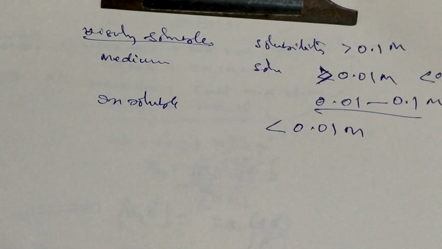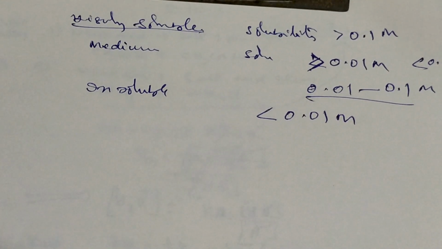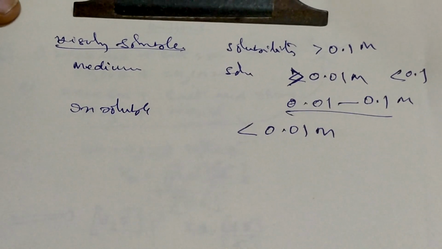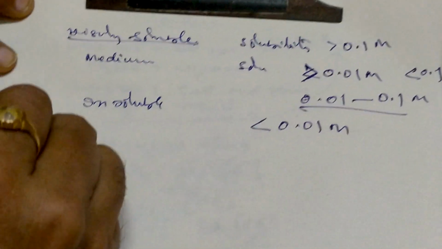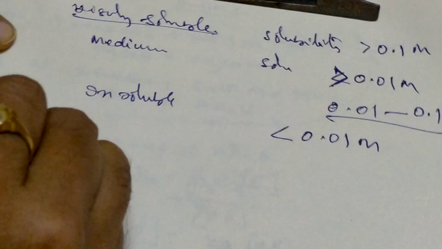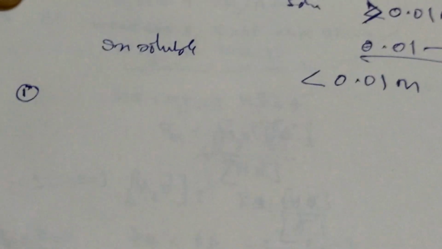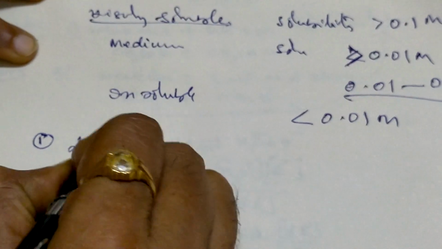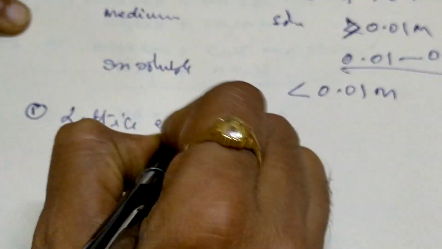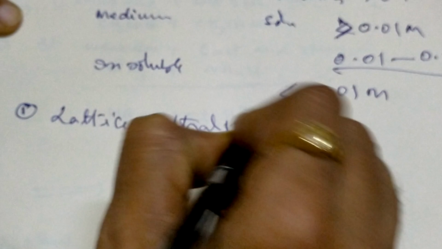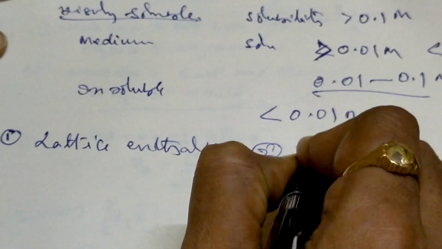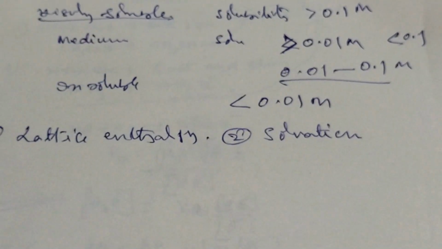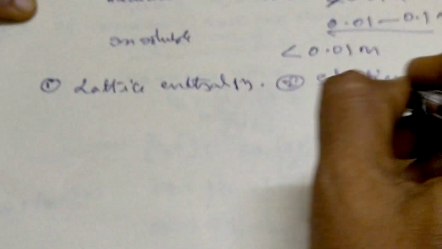Okay. Now, why do these things happen? Why are some highly soluble, while some are medium, some are insoluble? There are two factors affecting the solubility. Factor 1 is the lattice enthalpy. Factor 2 is solvation, meaning solvation enthalpy.